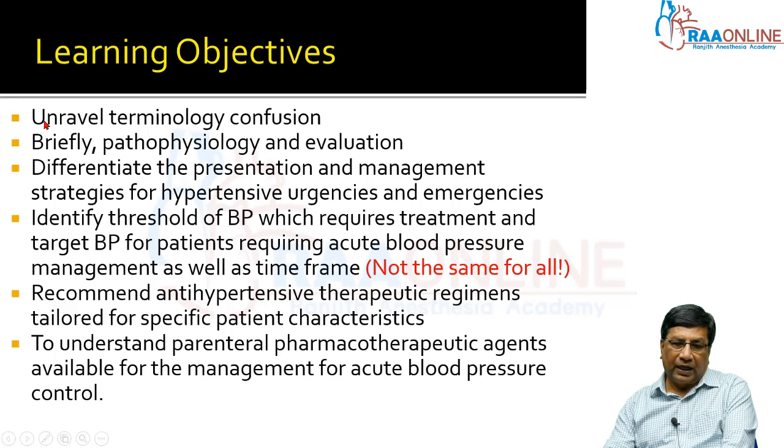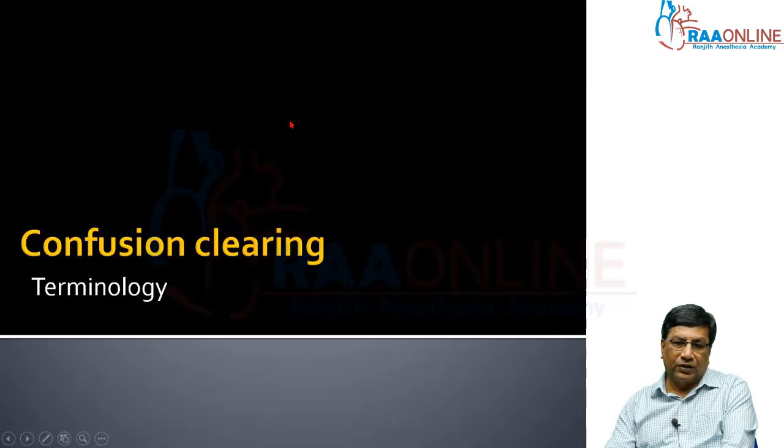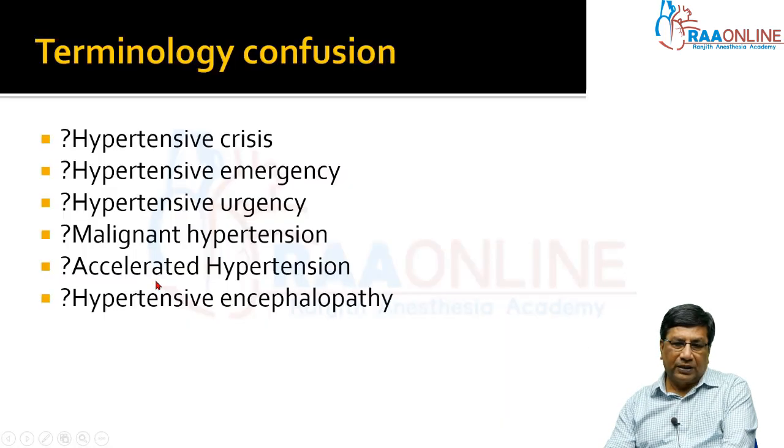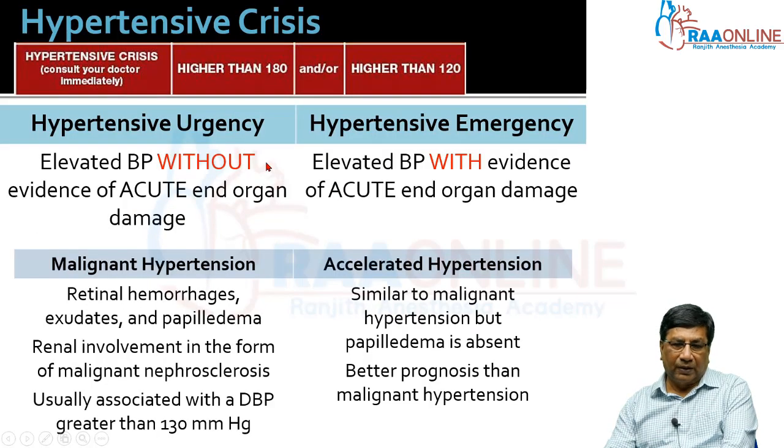So, first we will unravel the terminology confusion. The terminology: what is hypertensive crisis, what is hypertensive emergency, what is hypertensive urgency, what is malignant hypertension, what is accelerated hypertension, and what is hypertensive encephalopathy. So, we will see one by one.